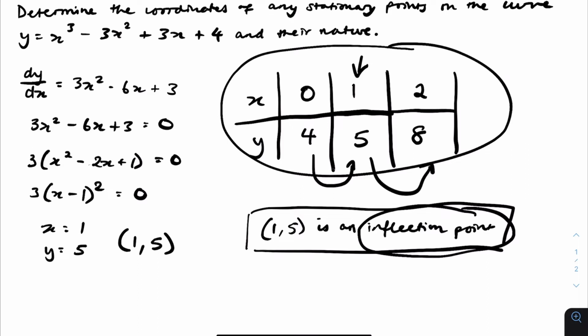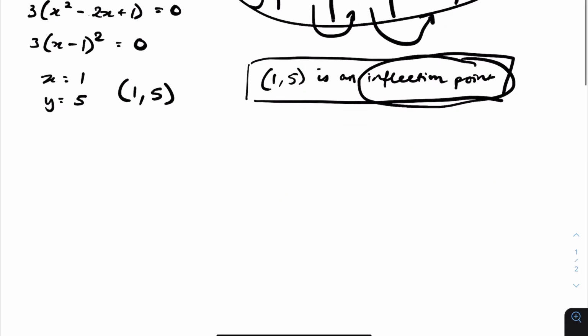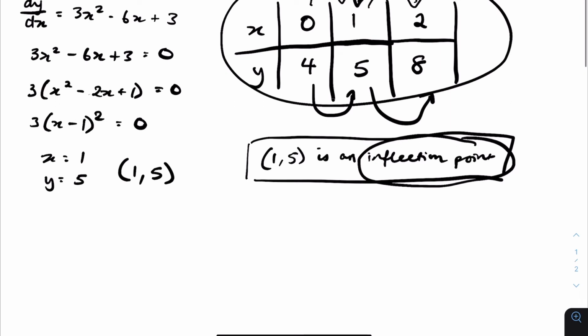So we checked the x value, which is 0, and the x value, which is 2, and we saw the y values corresponding. And we saw that increasing from 0 to 1 increased the y value, and increasing from 1 to 2 also increased the y value. So when it comes to drawing this kind of situation out, we had a positive gradient and a positive gradient. So that showed that it was an inflection point. But there's a much simpler way of doing so and checking this.